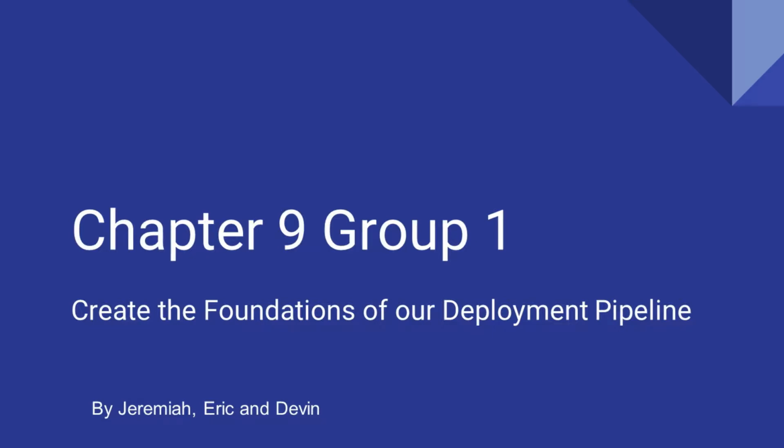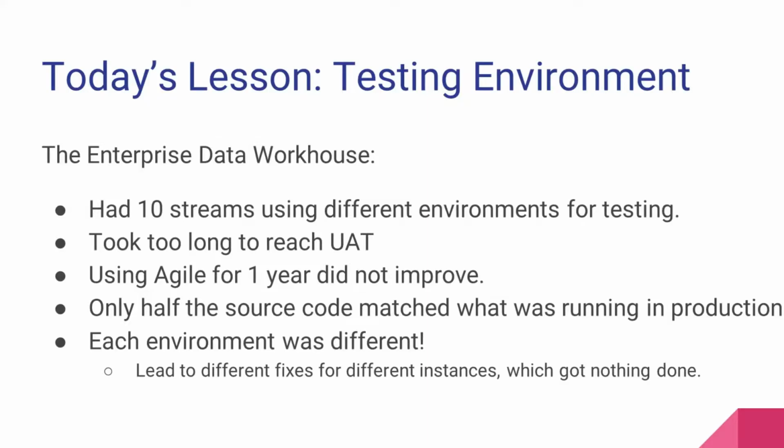Now, we can talk about the story of Enterprise Data Workhouse. They were a company working with 10 streams of different environments for testing. They had large groups, and it took too long for them to reach UAT. While they were deciding how to fix things, they tried using Agile for a year, which did not improve. Their workloads kept getting bigger, and they kept getting behind on their production goals. Only half of their source code matched what was running in production, meaning only half of their workload was actually making it to the next step.